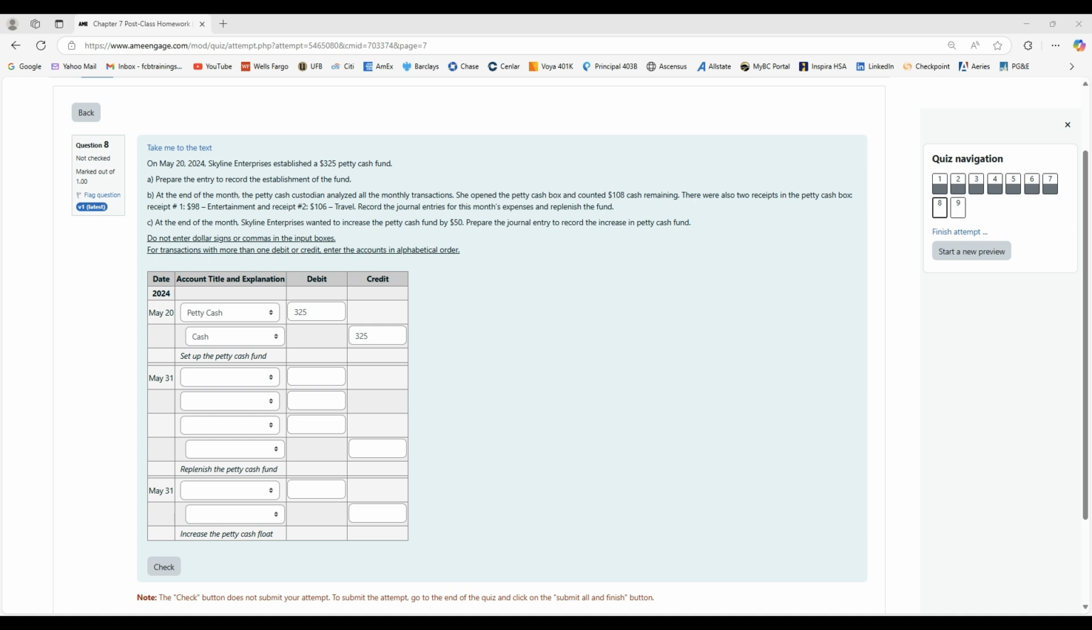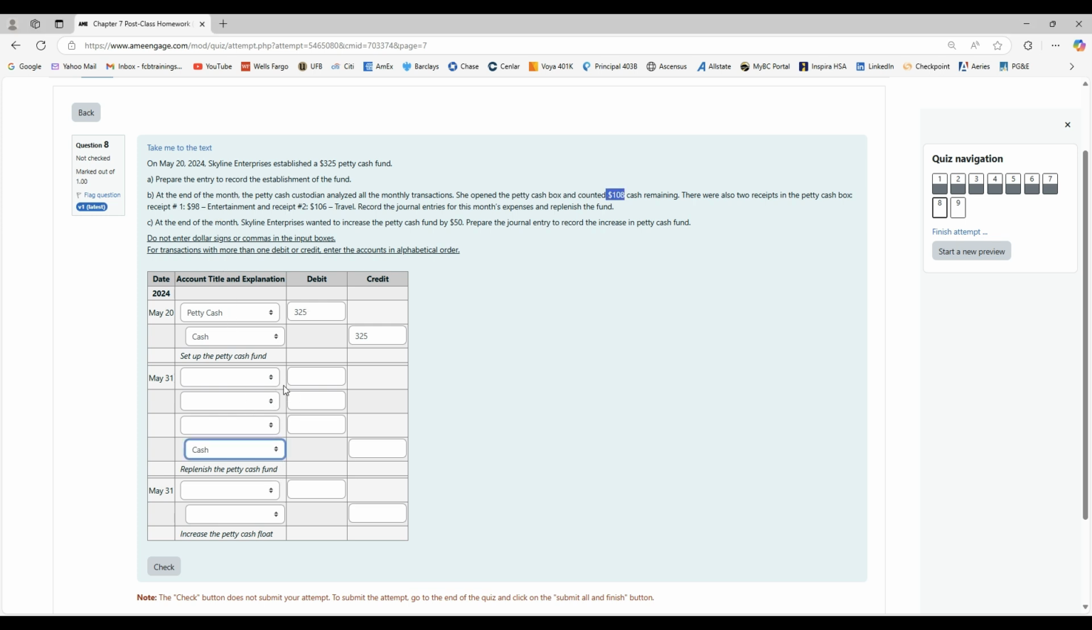The 2 receipts added together total to, sorry, the difference between the 325 and the 108 is 217. But if we look at the two receipts together, it's only 204. And so we need $13 of miscellaneous that we don't know what happened to, to get us to the total 217 difference between the beginning and the ending balance when we're replenishing.